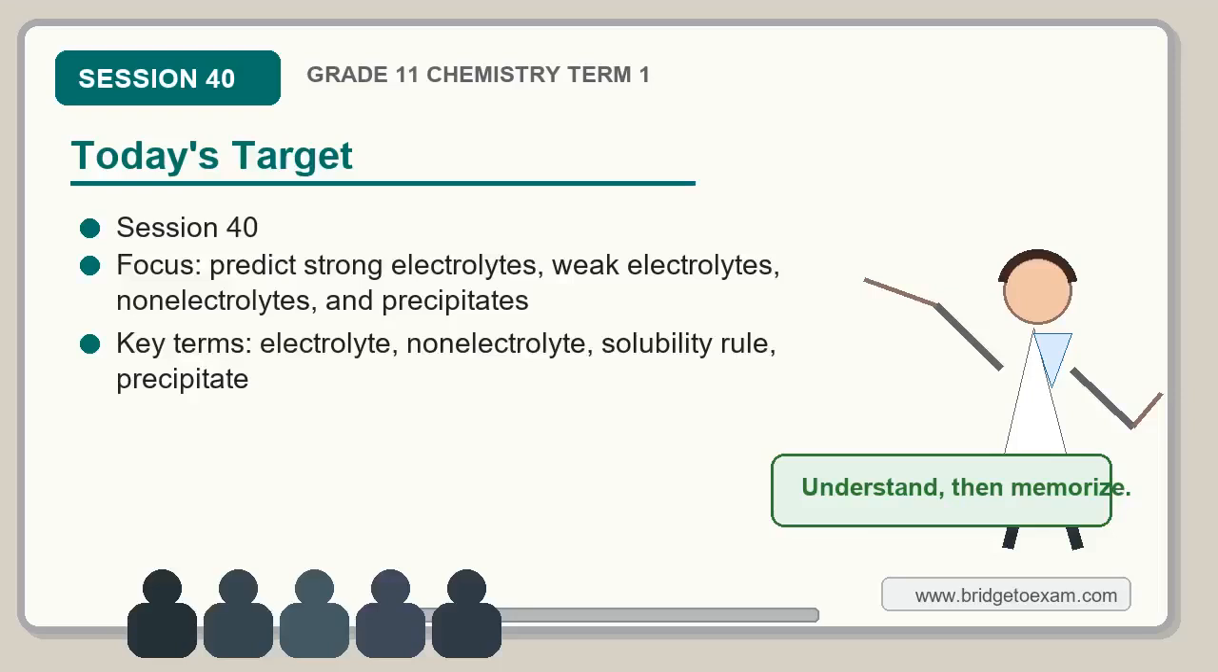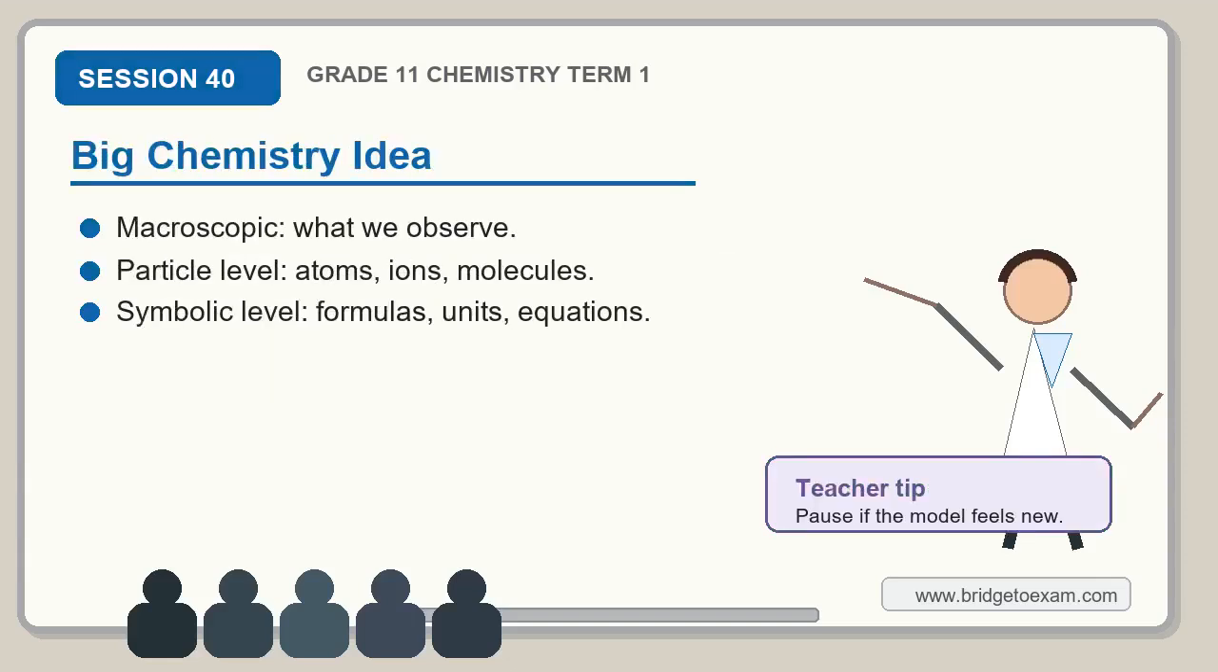Welcome, class. Today our session title is Week 10, Session 40, Electrolytes and Solubility Rules. We will move slowly and make the chemistry understandable. Your goal is to predict strong electrolytes, weak electrolytes, non-electrolytes, and precipitates. Listen for these key terms: electrolyte, non-electrolyte, solubility rule, precipitate, strong electrolyte.